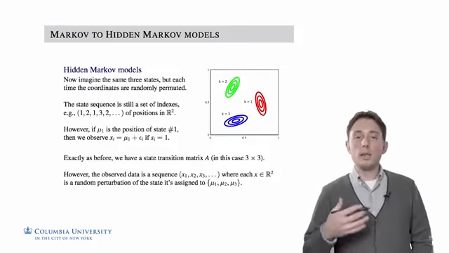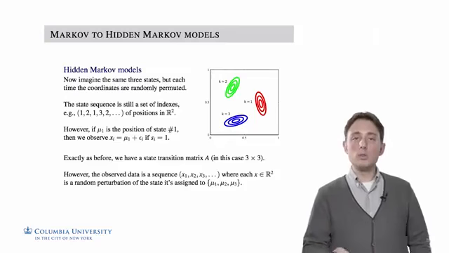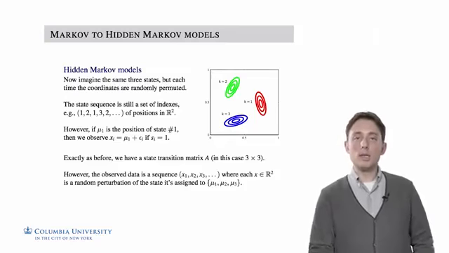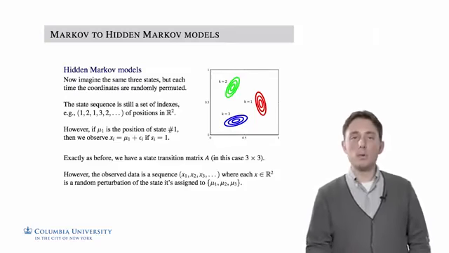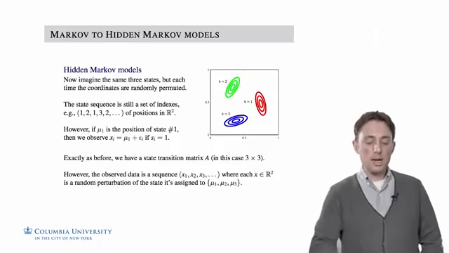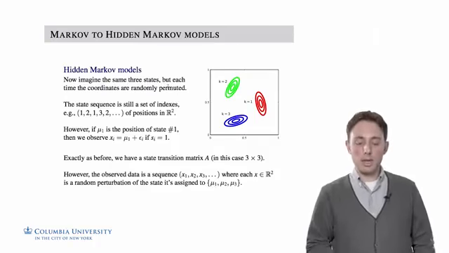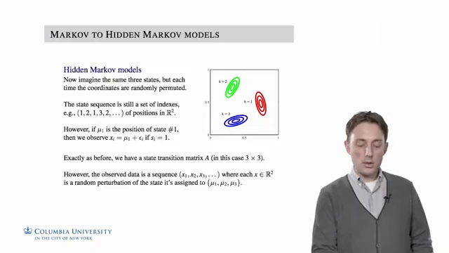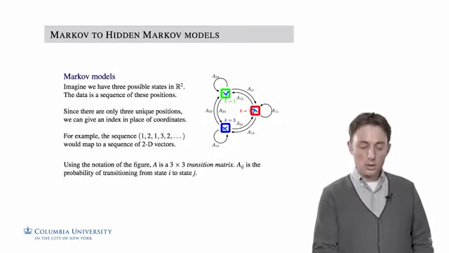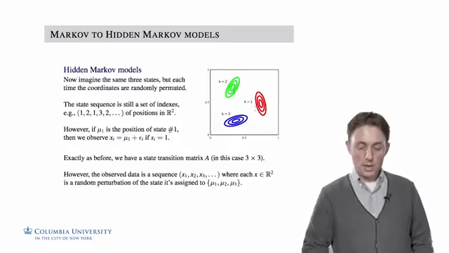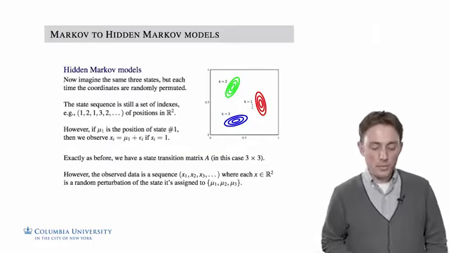Okay, but now in the case of a hidden Markov model, it's useful to think of each state as being embedded in some location, some latent space. Because now let's imagine that we have the same exact three states. So the center of these three ellipses corresponds exactly to the location of these three states. The color is exactly the same.